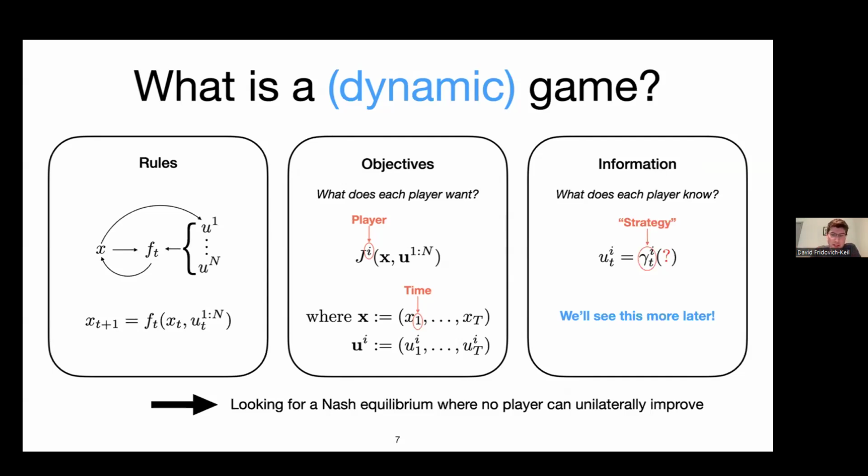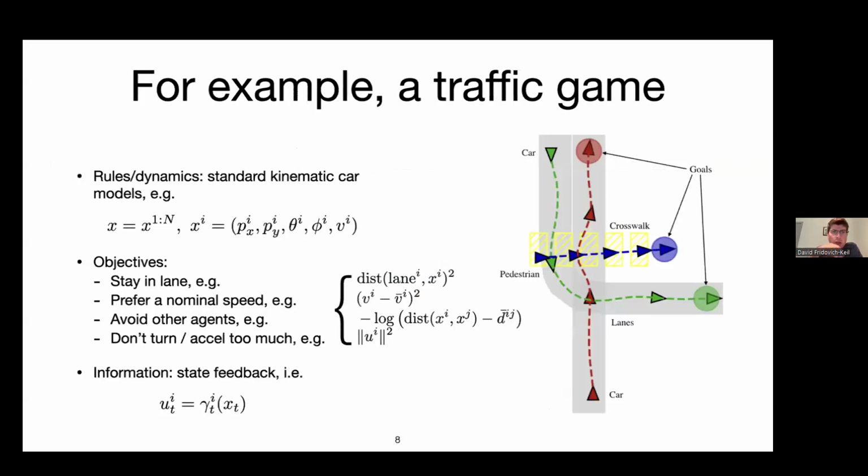So that's a Nash equilibrium, and I'll show you more as we go forward. So let's put this back in the context of that traffic example. Here's just a different intersection geometry.